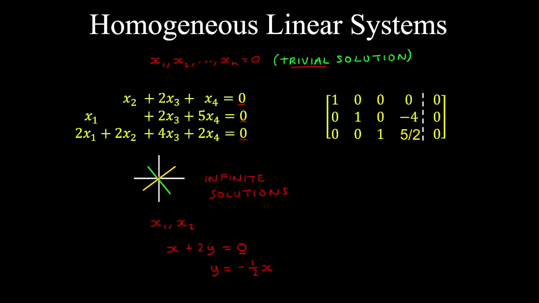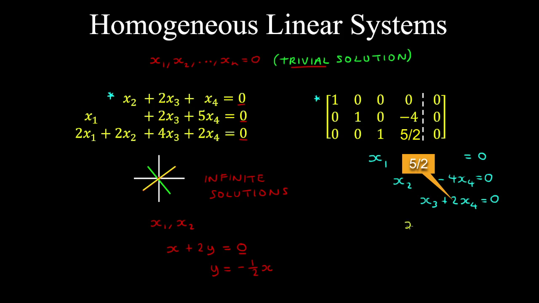Now generally, if the system has more unknowns than equations, then the homogeneous linear system definitely has non-trivial solutions. So for example, in reducing this homogeneous linear system to reduced row echelon form, we have the following reduced form. So x1 is 0, then we have x2 minus 4x4 is 0, and finally x3 plus 2x4 is 0.